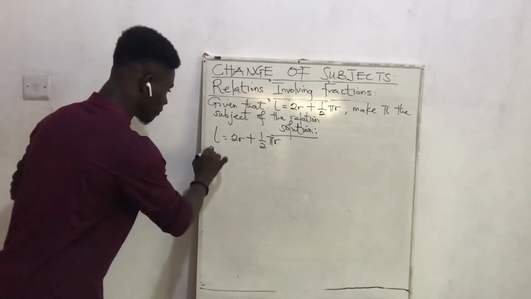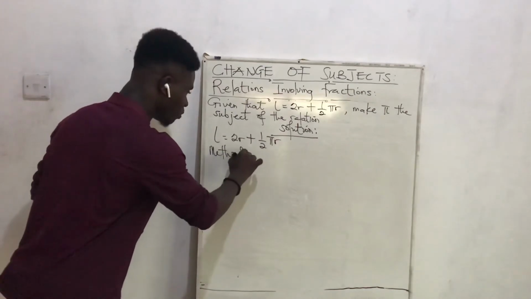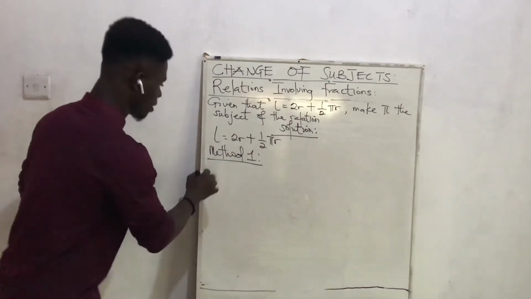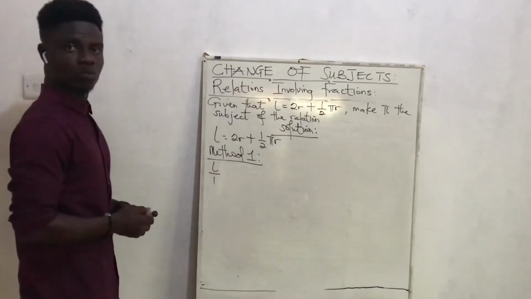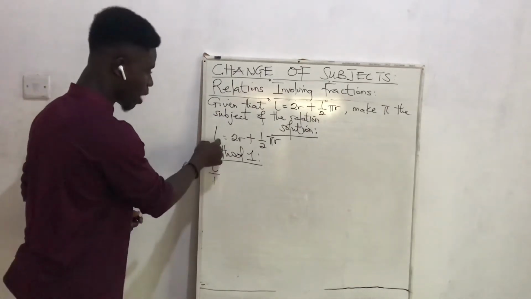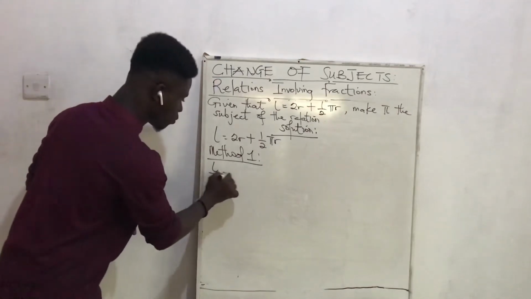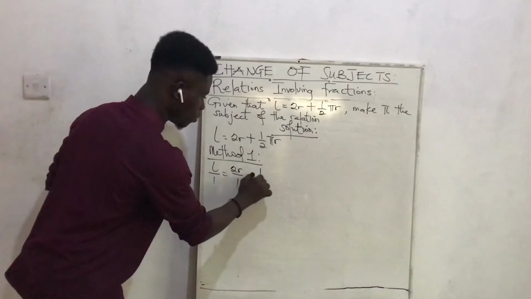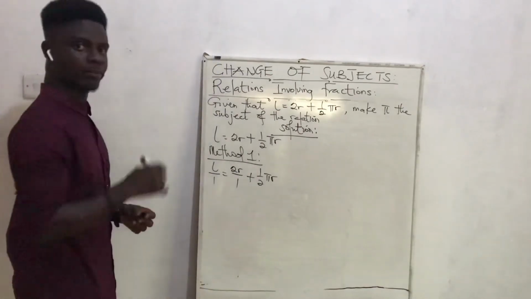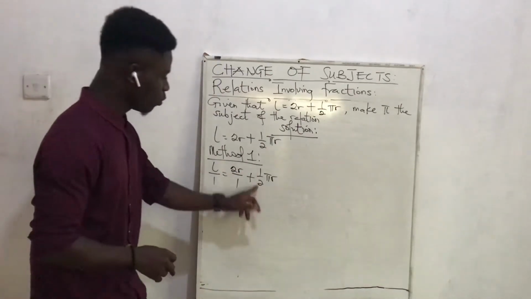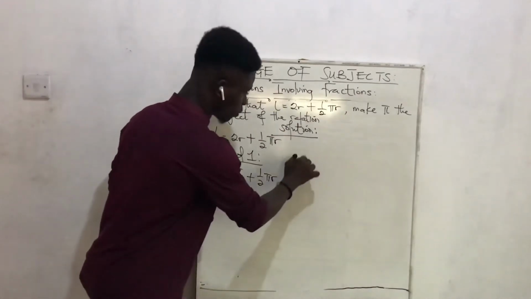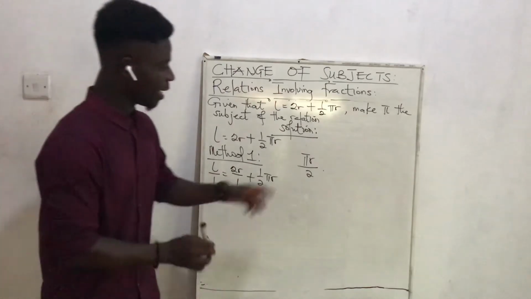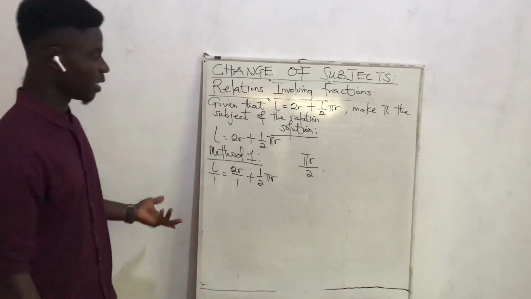Now method 1. Here, L is divided by 1. The divisor for L is 1, equals 2r on 1, plus 1 on 2 pi r. Now, 1 on 2 pi r can also be written as pi r all on 2, it is the same thing.